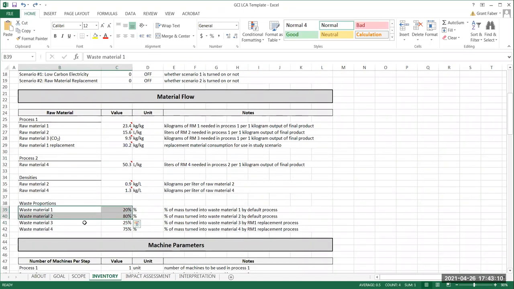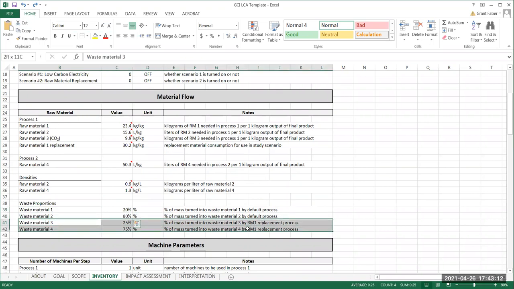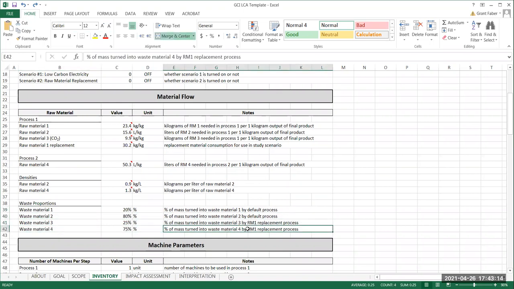And so the reason we have 2 sets is because the waste might, for example, look different if we were replacing one of the raw materials or not. Anyway, it's not extremely important, but this is just demonstrating that any sort of parameters related to the raw materials can go into this section.